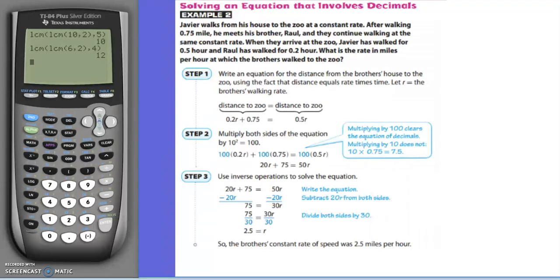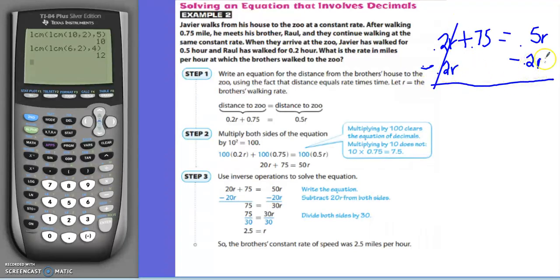Okay, so we have the distance to the zoo for both brothers is represented by 0.2r plus 7/500ths. Okay, and then we have 0.5r. We want to get the variables to one side and the constants to one side. So we're going to minus 0.2r from both sides, or 2/10 r. So 5/10 minus 2/10 is going to get me 3/10 r.